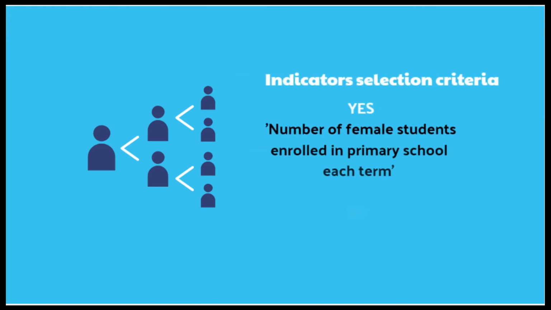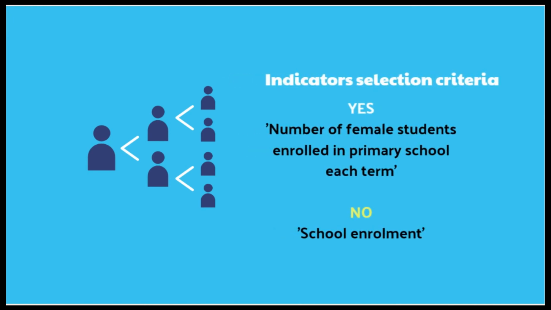It is important that indicators are as specific as possible. This will make the collection of data simpler and you'll be able to use it more efficiently in your decision making. For instance, determine what you're measuring. The indicator number of female students enrolled in primary school each term is clearer than school enrollment.